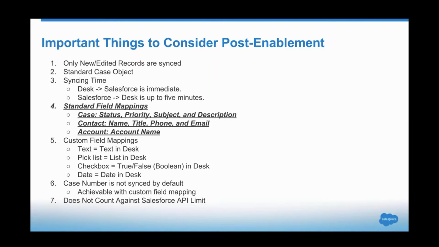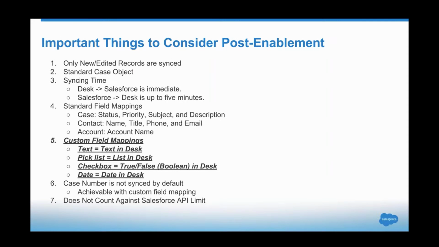Next here, field mapping. What's great about Desk Connect is that we not only give the ability to bidirectionally sync information, but on top of that, you can also map fields. If you have custom fields created in Salesforce, you have the ability to map those over to Desk, so your Desk agents will now have the ability to see all of that information. Here are the standard field mappings per object. When we enable Desk Connect for cases, we'll be able to map the status, priority, subject, and description without any additional setup at all. For contacts, it'll be the name, title, phone, and email. And for account, it's once again the account name. These are standard fields that will automatically get mapped once we enable Desk Connect.